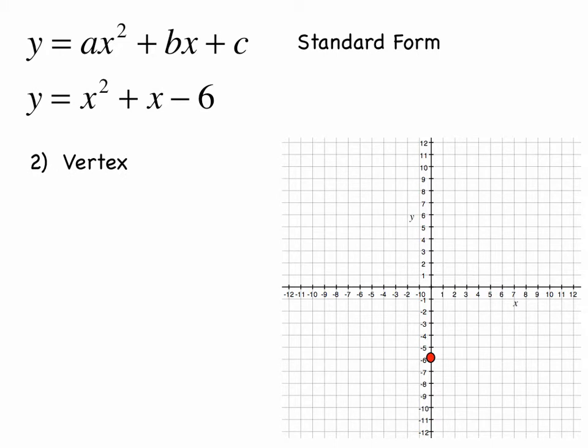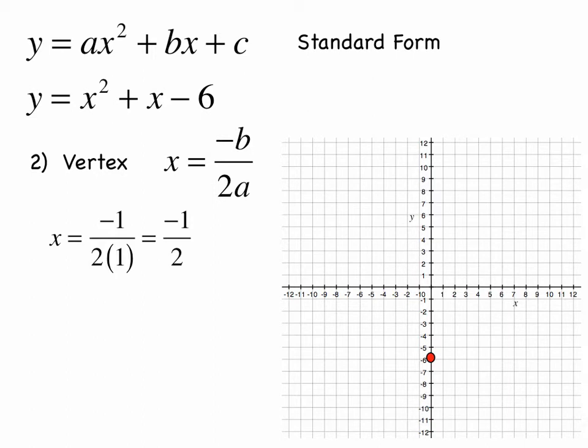The next thing we want to try and graph is the vertex. So the equation for it is x equals the opposite of b over 2 times a. Notice it's x equals. So our b value again is 1, our a value is 1, so it's the opposite of 1 over 2 times 1, which is negative 1/2. So this is our x value.